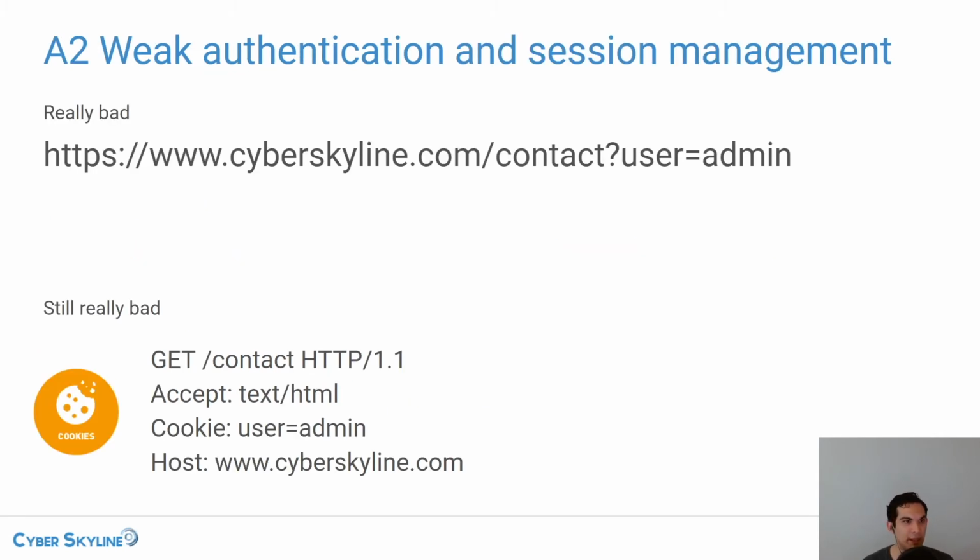Another vulnerability that can happen is weak authentication and session management. So let's look at this example here with this URL. We have cyberskyline.com, and then in the query parameter, we say user equals admin. If you're specifying the username in the URL that you have permissions to access, that's terrible, right? If someone sees that and they log in and it says user equals ABC123, they could just try, well, what happens if I do user equals admin? And if that's the way that you're doing session management, then anyone can get access to any account. All they would need to do is change the URL and put a different username here.